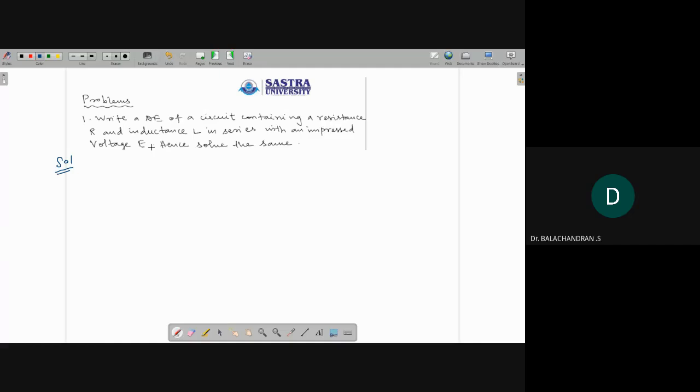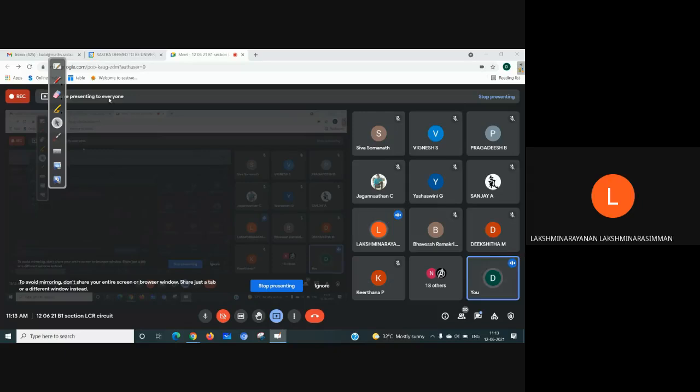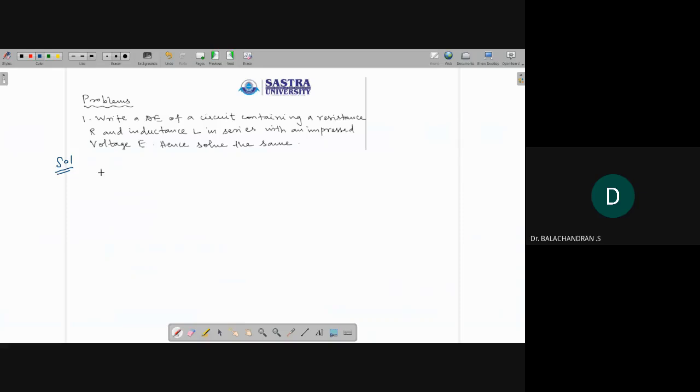L into di by dt plus Q by C equal to E. L into di by dt, correct, plus IR. Yes, correct. L into di by dt plus IR. Very good. Plus IR equal to E.